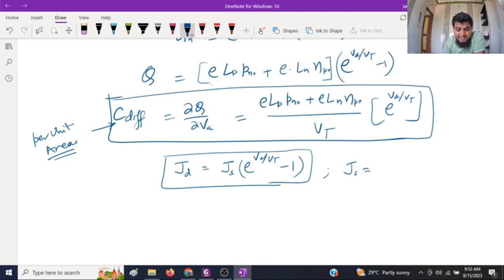Now, if you just compare them, here Lp is in multiplication, here Lp is in division. So you can write C diffusion as nothing but equal to Js multiplied by tau p, and tau p is equal to Lp square upon Dp. If you multiply with this factor, we will get exactly this expression, right? So you can write it as Js tau p.